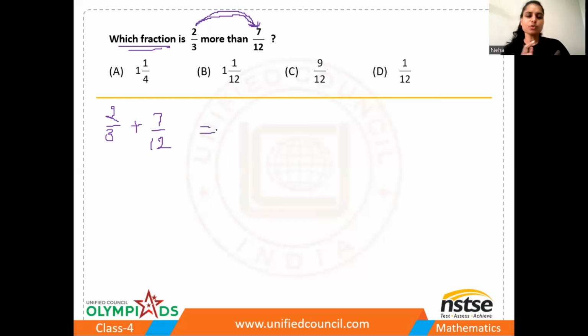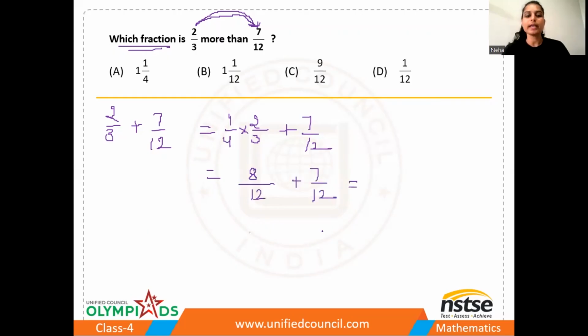To add these two fractions, I can just make the denominators equal. To make the denominator equal, for 2 by 3 plus 7 by 12, just multiply and divide by 4. Now it becomes 4 times 2 is 8, 4 times 3 is 12, plus 7 by 12. Now the denominator is equal, so I can take the LCM now. It becomes 8 plus 7, which is 15. So this is 15 by 12.